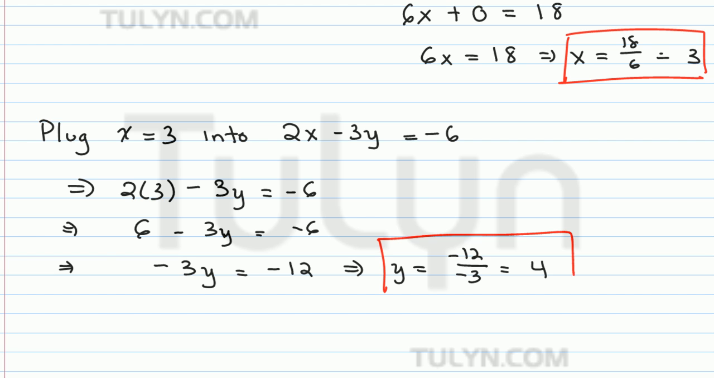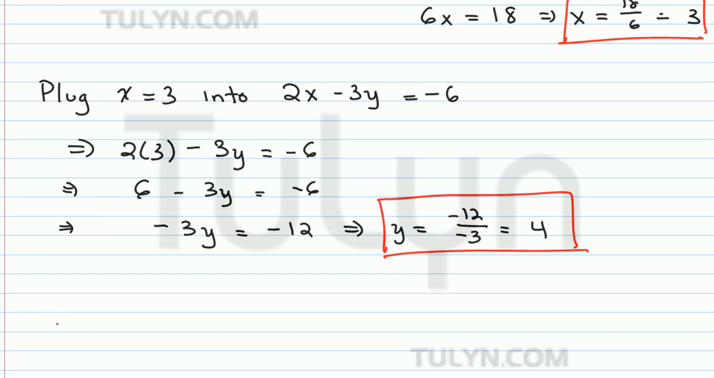So now we have our solutions for x and y for the system of equations, and we want to write our answer in terms of an ordered pair. So we want to say the solution to this system is x comma y, and that's how we write things in ordered pairs. So in this case it would be 3 comma 4.